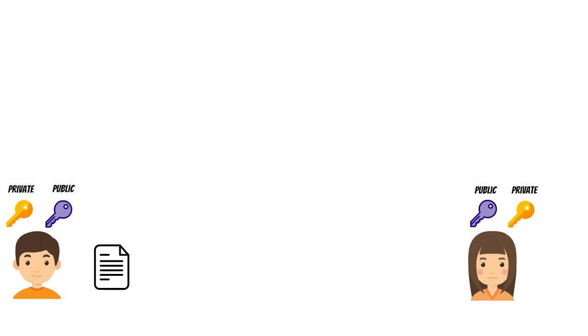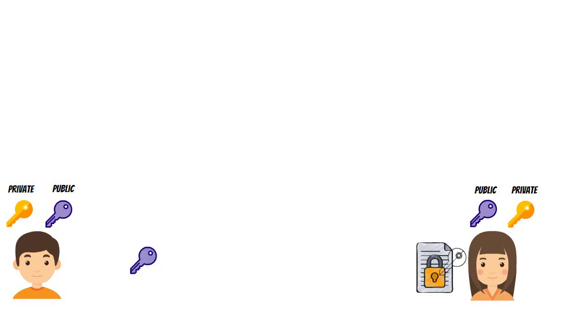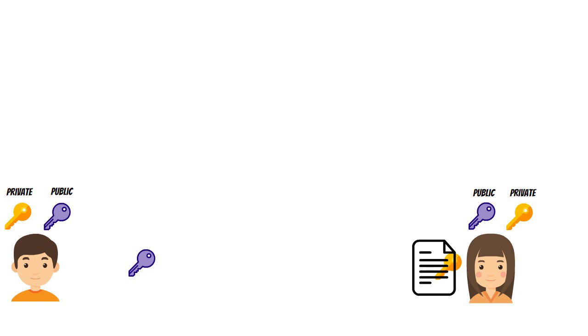Let's see an example. Bob wants to send Alice an encrypted email. To do this, Bob takes Alice's public key and encrypts the message to her. When Alice receives the message, she takes her private key that is known only to her in order to decrypt the message from Bob. There is only one problem with this method.